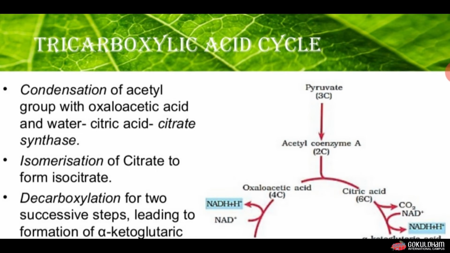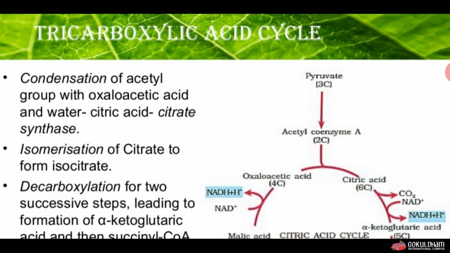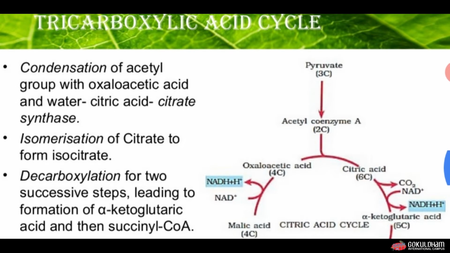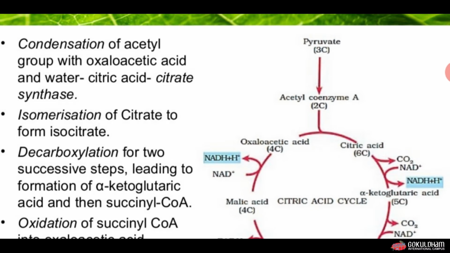Then in mitochondria, acetyl coenzyme A reacts with oxaloacetic acid and produces citric acid, and this reaction is catalyzed by citrate synthase. Then isomerization of citrate produces isocitrate, and then decarboxylation in two successive steps leads to the formation of alpha ketoglutaric acid and then succinyl coenzyme A.